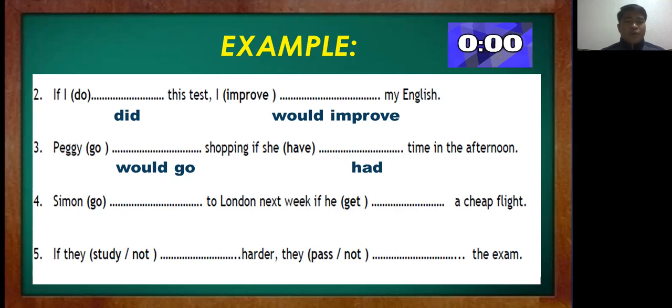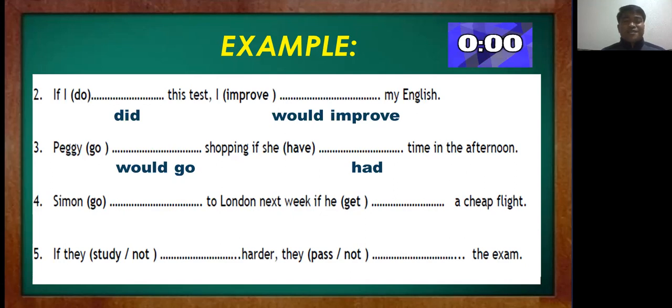Why would go in the first part of the sentence? Because our main clause is found in the beginning part of our sentence. Peggy would go shopping. Then your condition clause that starts with if. After if, you remember, you need to use the past form, simple past form of the verb. That's why you have here had. If she had time in the afternoon. I believe you've answered it correctly.